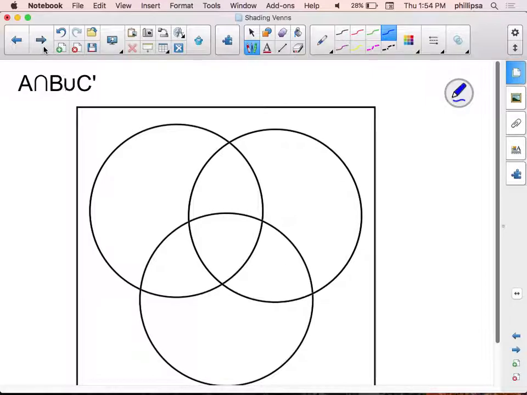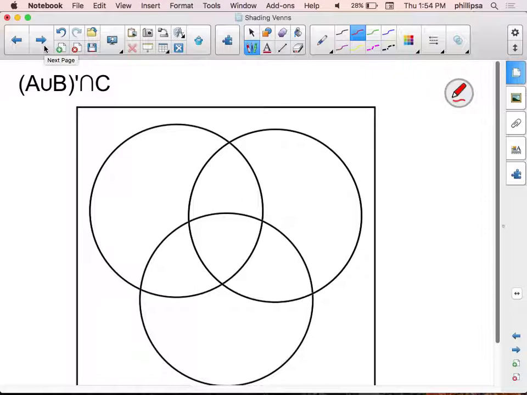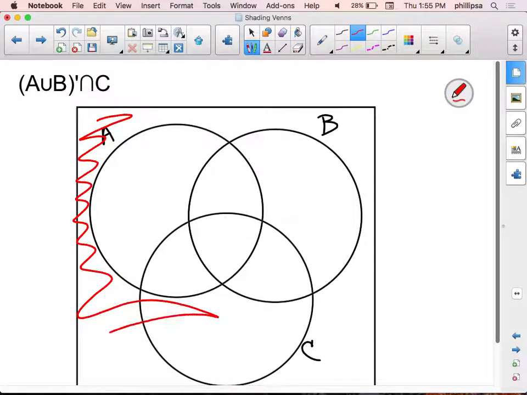I want more parentheses, so hang on. Let me see. This disaster, huh? Look at it. Disgusting. Okay, let's look at it. All right, I got A union B. Where's A union B? All of A, all of B. You want everything outside of it. Let's shade. Here's A. Here's B. Here's C. All right. Everything outside of those guys.